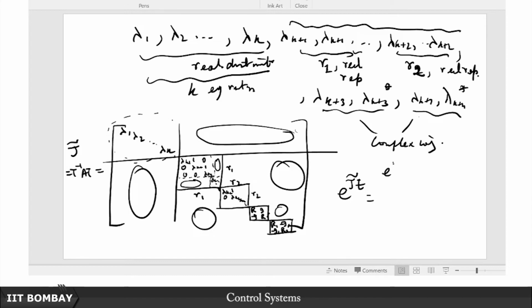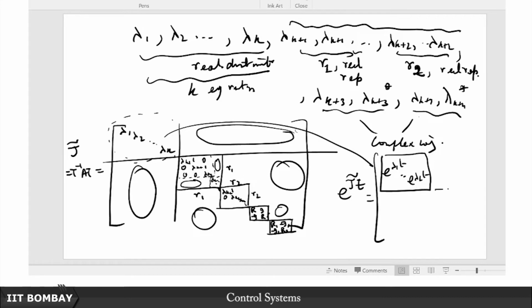So I will have e to the lambda 1 t, dot dot dot, till e to the lambda k t. That will take care of this block; this block will be sitting here like this. Then the next block, I know how this Jordan block looks, right. I will have e to the lambda k plus 1 t, e to the lambda k plus 1 t, and in the off diagonal, the upper triangular structure, I will have the polynomial times those.